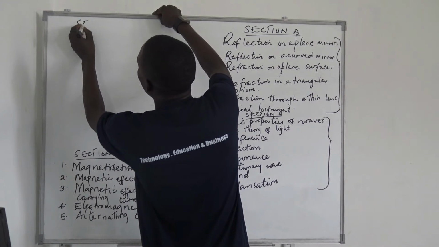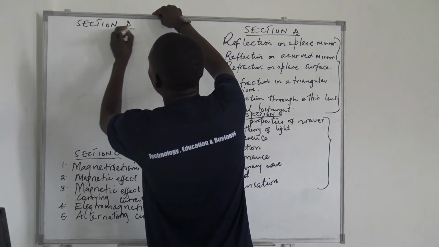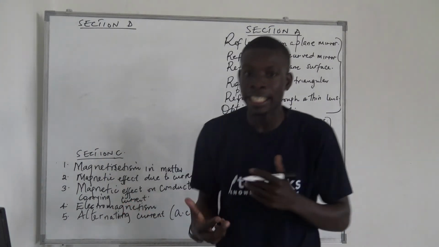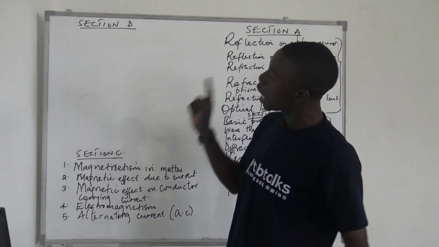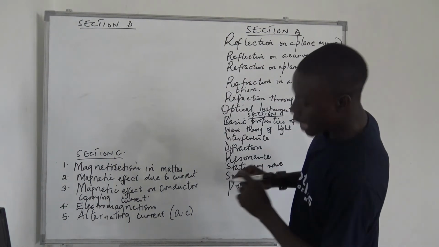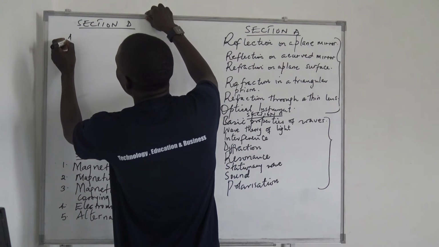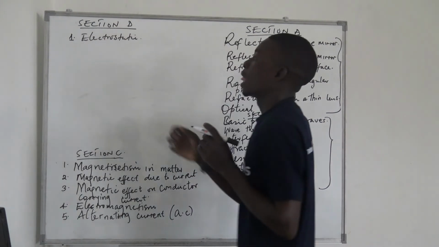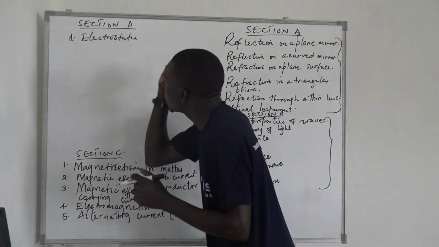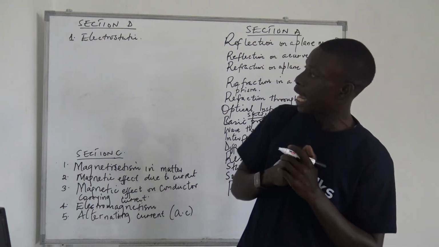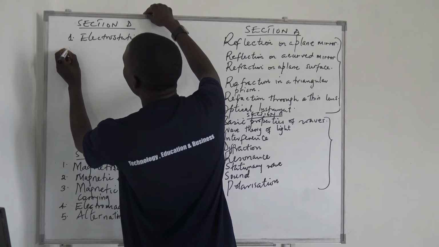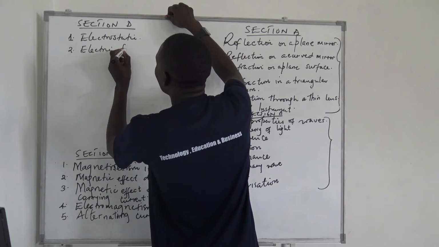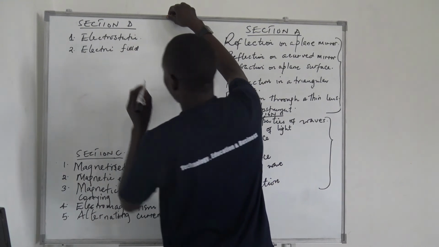And then lastly is now section D. Let's see what happens in the last section. What are we supposed to study in order to qualify to pick a question and answer in section D? Number 1, we have electrostatics. After looking at electrostatics as our subunit 1 in section D, we are also going to look at subunit 2 as the electric field.